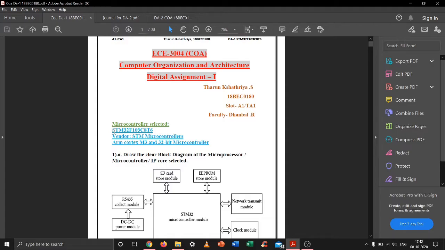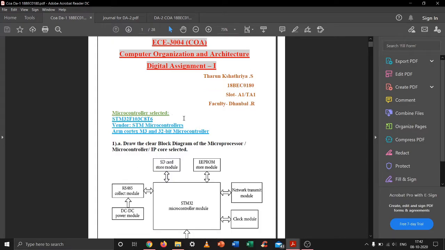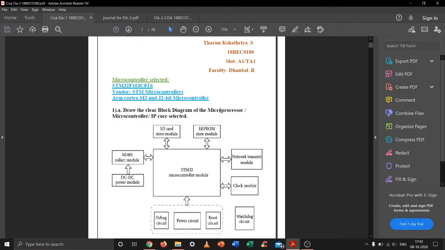The microcontroller is STM32F103C8T6. The vendor of the microcontroller which I selected is STMicroelectronics, and it is a 32-bit microcontroller, ARM Cortex-M3. There are totally 10 questions in this digital assignment.